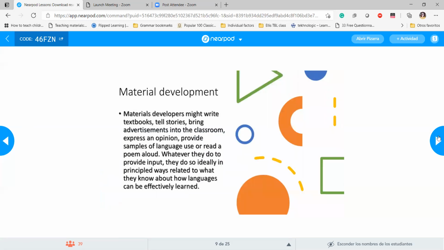Also, it says that material developers might write textbooks, tell stories, bring advertisements into the classrooms, express an opinion, provide samples of language use, or read a poem aloud. Whatever they do to provide input, they do so ideally in a principled way related to what they know about how languages can be effectively learned. So it's not that you're going to create this material just because.